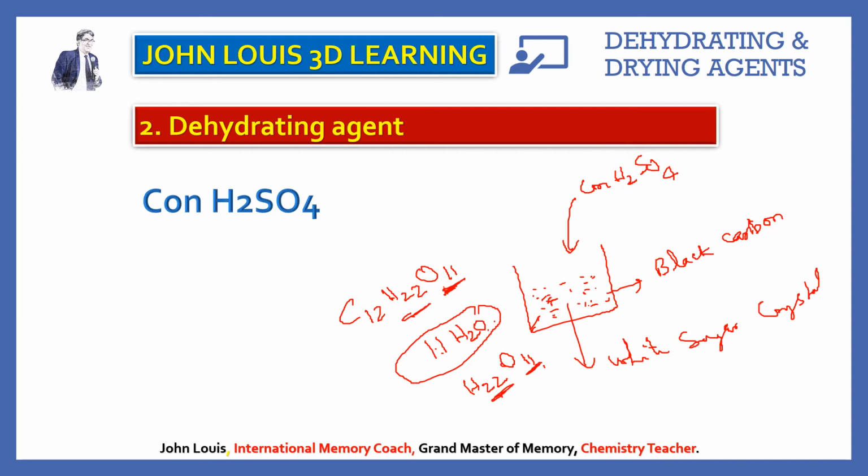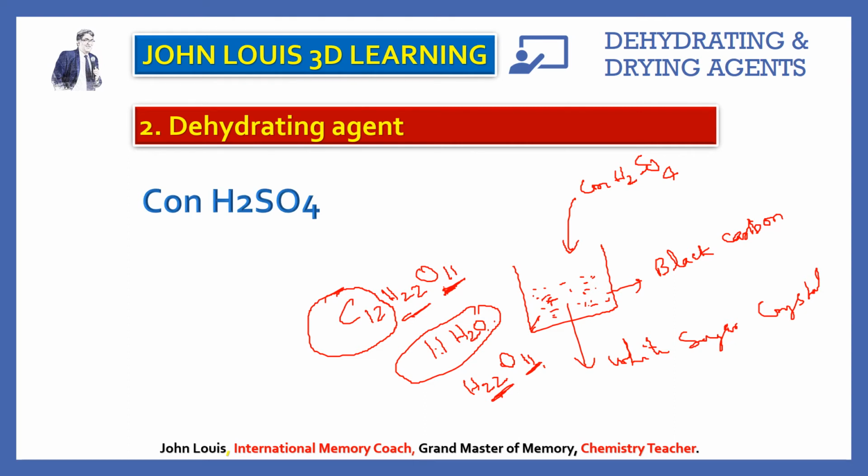After sulfuric acid absorbs the water, it destroys the entire compound, and what is left out? Only 12 carbon atoms are left out. What is the nature of carbon? That is black in color. That is why black carbon is obtained. So concentrated sulfuric acid, when added to white sugar, chars it into black carbon. Why? By the removal of water. This is what you need to explain.